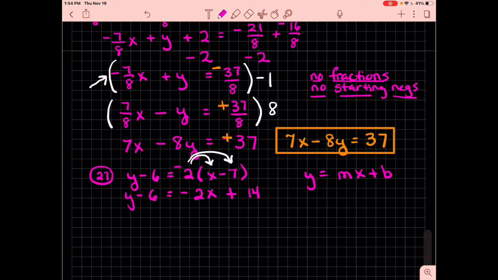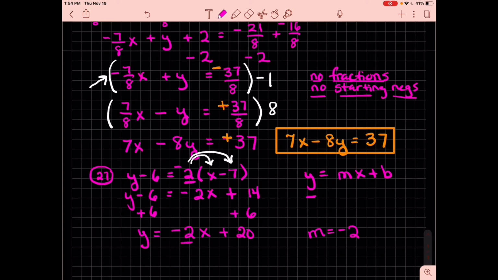And really, this is pretty simple. The next thing I just need to do is to add 6 to both sides because I want y by itself. So I have y equals negative 2x plus 20. And I'm in slope-intercept form now. So I can see that the slope is negative 2. I could see that the slope was negative 2 in the beginning, so that's no news to me, but it's still there in the m place.